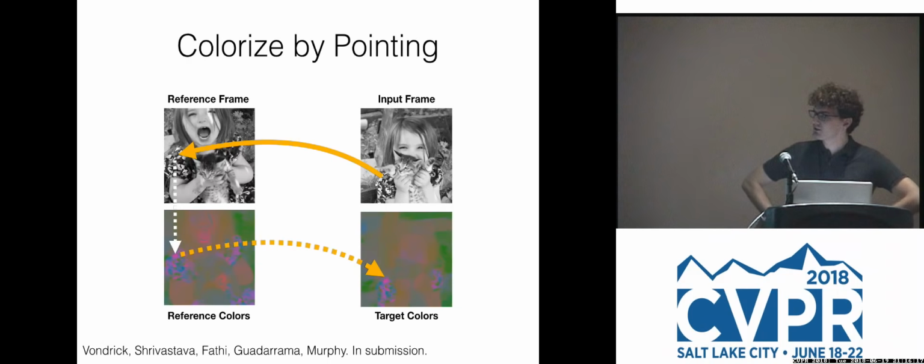Okay, so to be a little more concrete about this, we're going to train a model to colorize a grayscale frame, for example, here. The way it's going to work is we're going to train a pointer, shown by this solid yellow arrow, to point into a reference frame, such that wherever we point, we can look down, copy the color that corresponds to it, and drag it back.